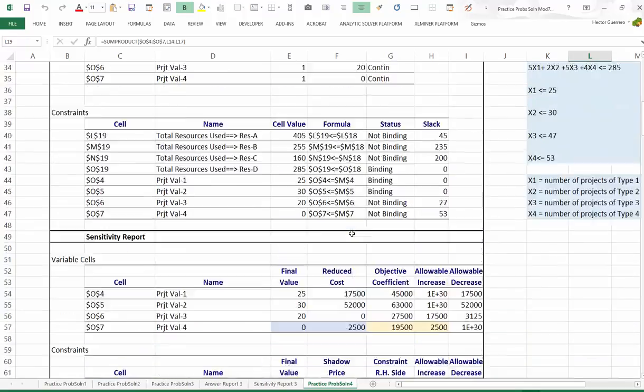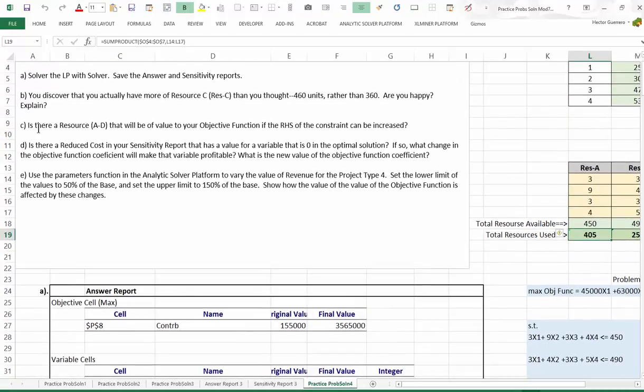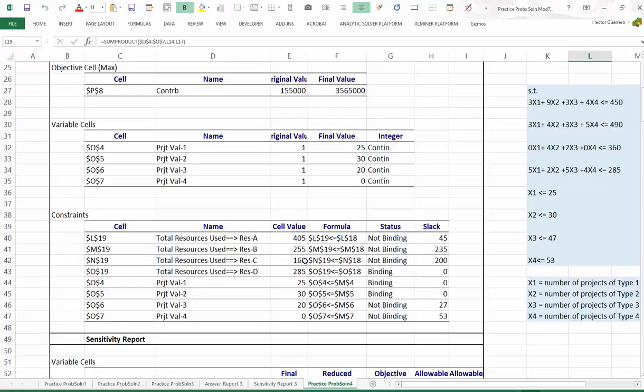Let's look at C now. Question C, is there a resource, A through D, that will be of value to you, to the objective function, if the right-hand constraint can be increased? So it says, okay, well, is there anything that's going to make you happy? So let's look at our constraints again. There is one binding constraint here, that's D. So it is a resource that if we had more of this, we would probably make more money. We'd add value to our objective function as a result of that, because we're up against the edge of our resource. So if I had more resource, I'm going to make more money by selecting more projects.